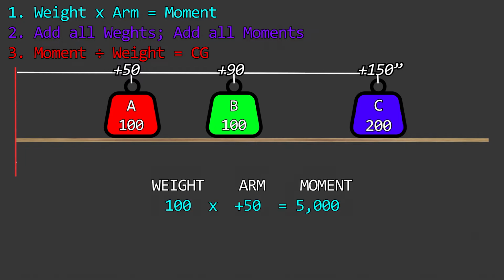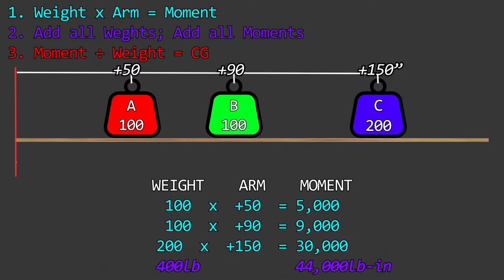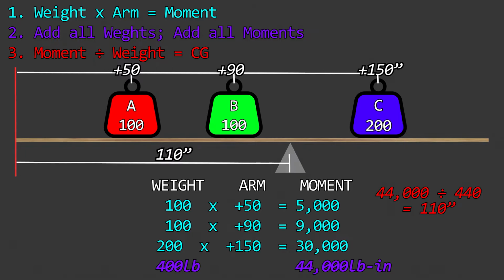If we take the weight of A times 50, that gives us 5,000. Weight of B times 90, and that's 9,000. And then the weight of C times 150, that gives us 30,000. So if we add everything up, we have a weight of 400 and a total moment of 44,000 pound-inches. And this last step we haven't done yet, but if we take our moment and divide it by our weight, that will give us our center of gravity, or our balance point.